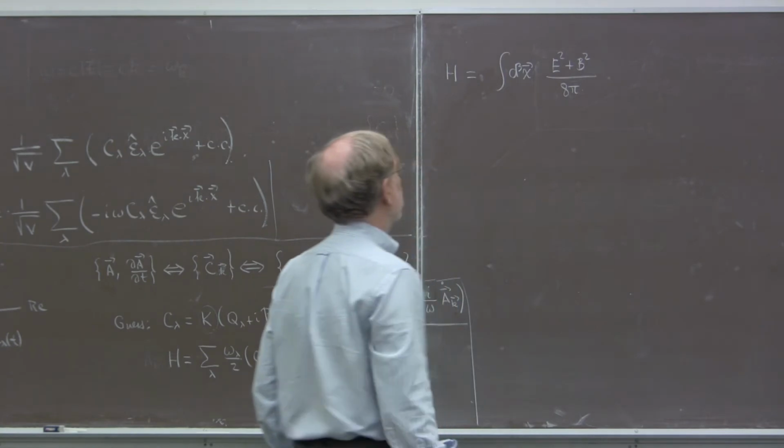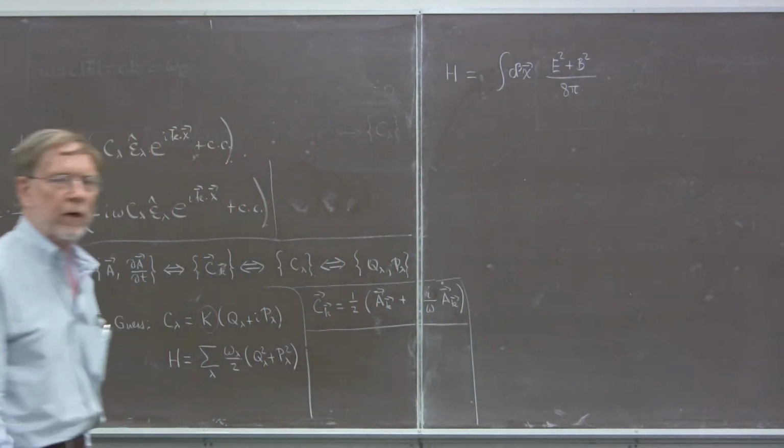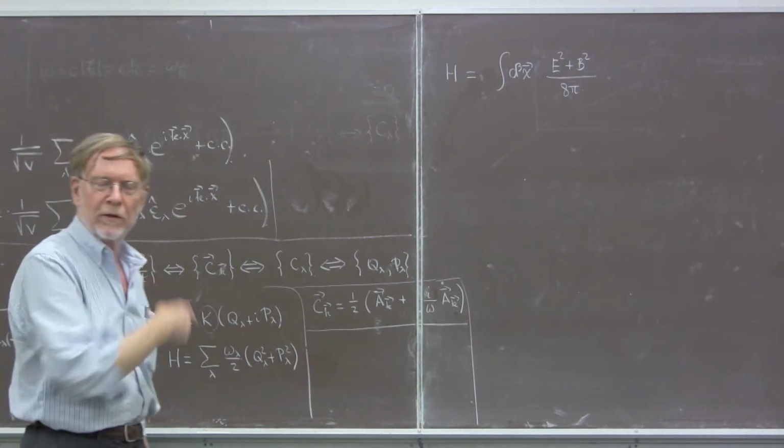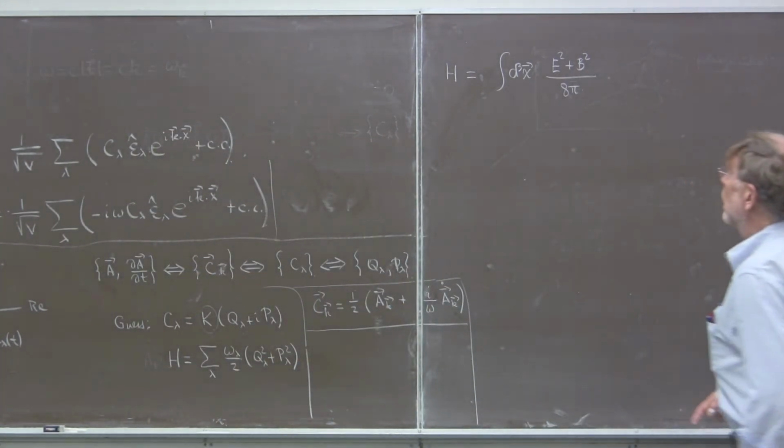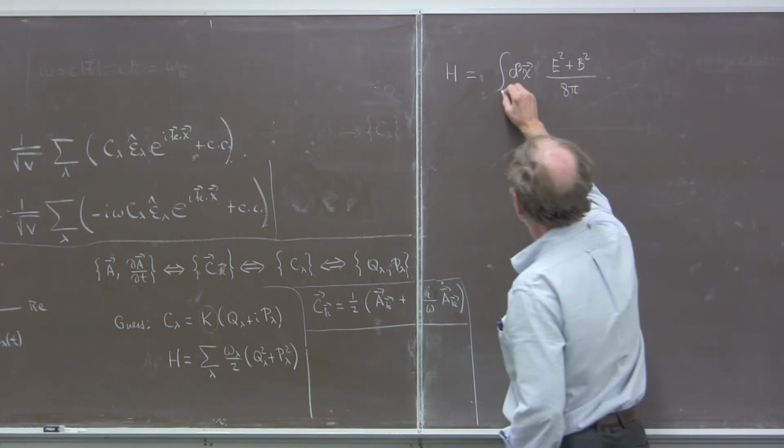This is what it is in Gaussian units. If you prefer SI units and want to put in ugly epsilon naughts and mu naughts in here, you're free to do that. This is obviously more symmetrical. All right, now this integral is only going to be taken over the box.